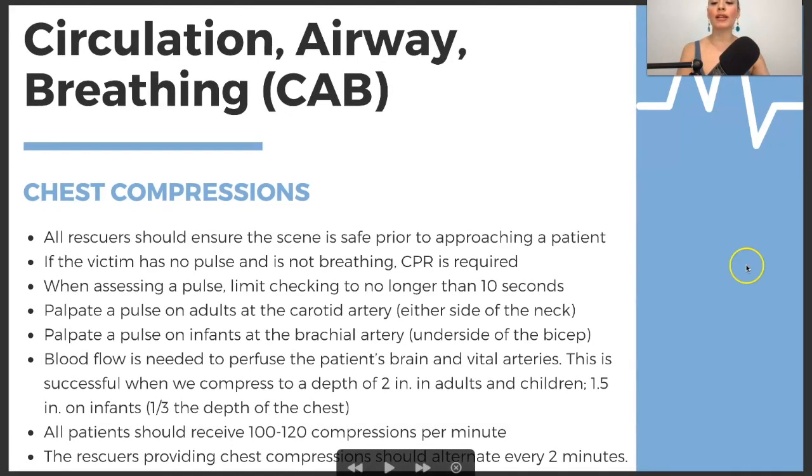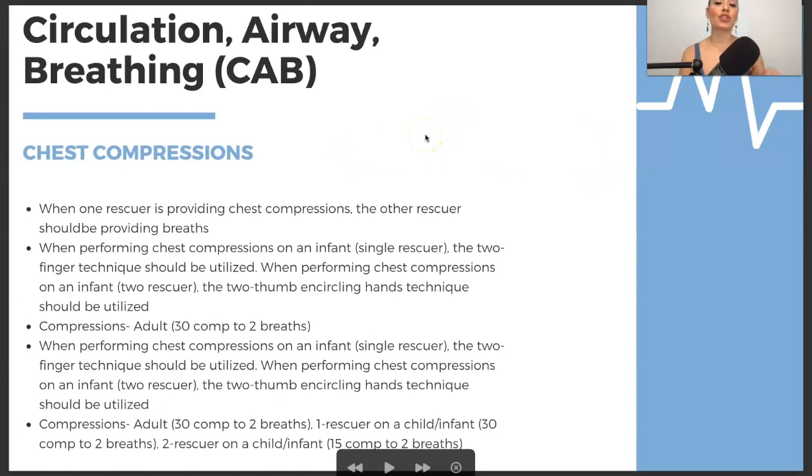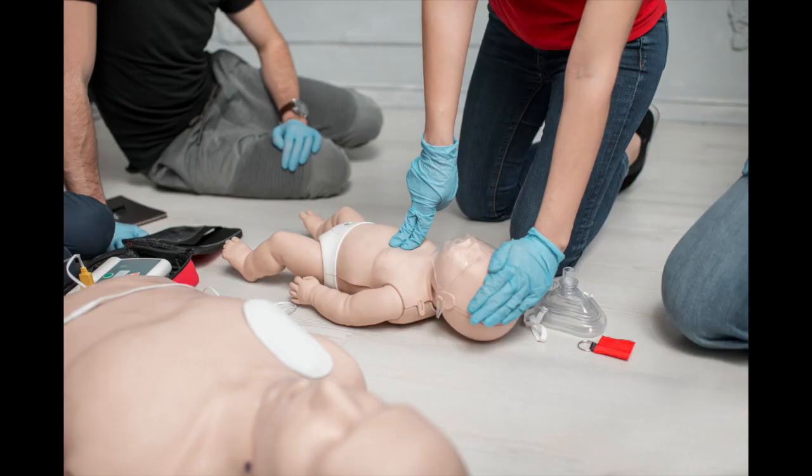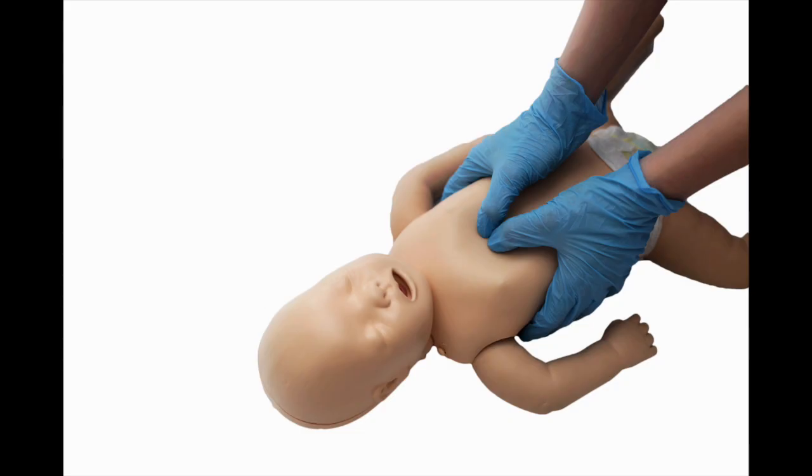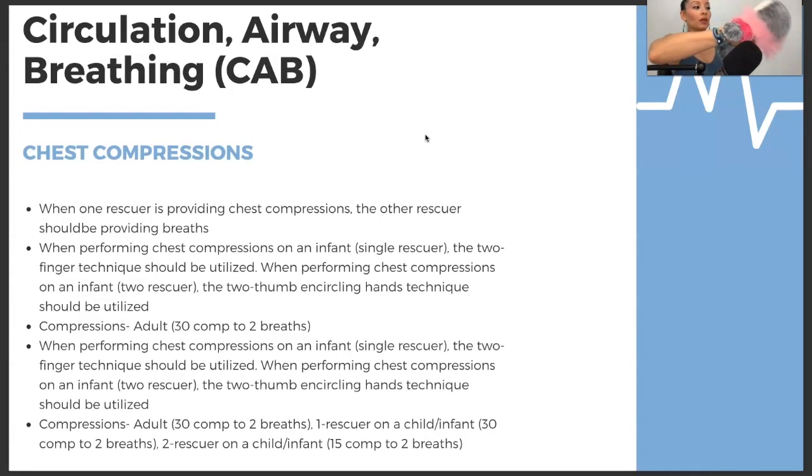The rescuers providing chest compressions should alternate every 2 minutes. When one rescuer is providing chest compressions, the other one is breathing. When performing chest compressions on an infant with a single rescuer, the 2-finger technique should be utilized. When performing chest compressions on an infant with 2 rescuers, then the 2 thumbs encircling hands technique should be utilized. So you encircle the infant and you press down with your thumbs.